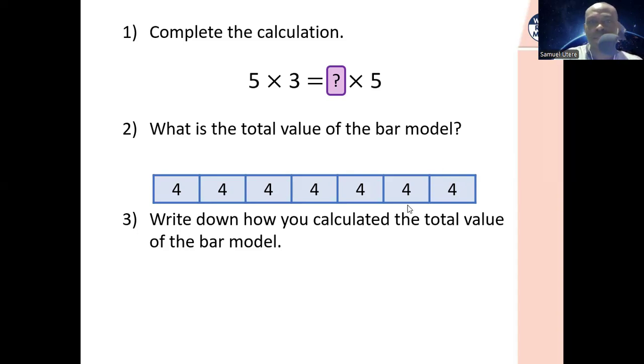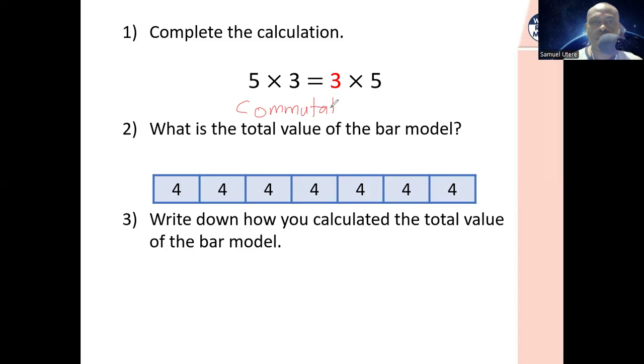Okay, let's check our answers. So here, 5 times 3 is the same thing as 3 times 5. I want to introduce a new word that you should take really seriously. And that word is this. So let me spell it. Why we have said 5 times 3 is the same thing. It is called commutative.